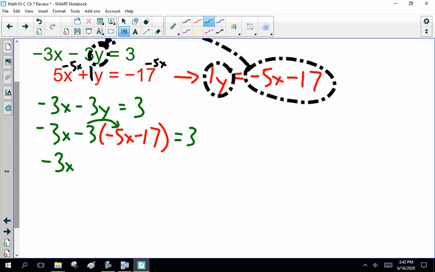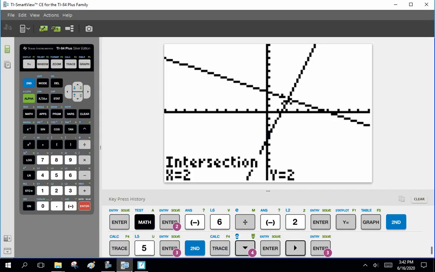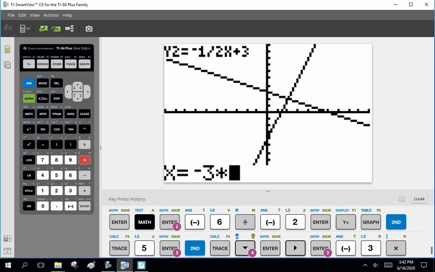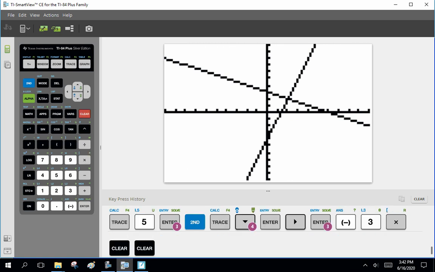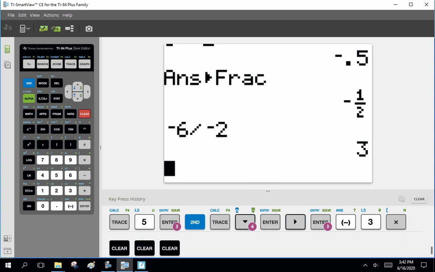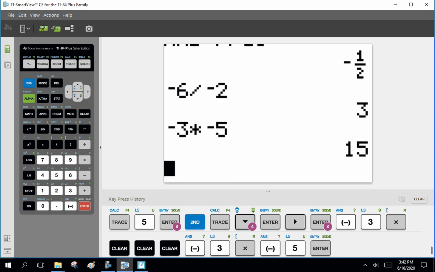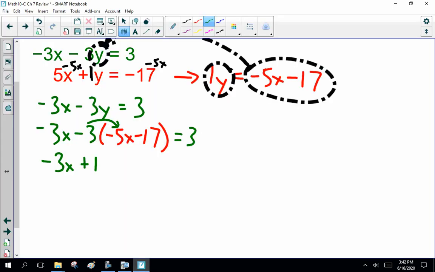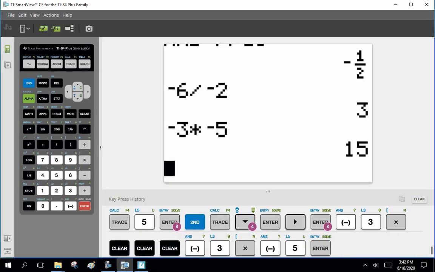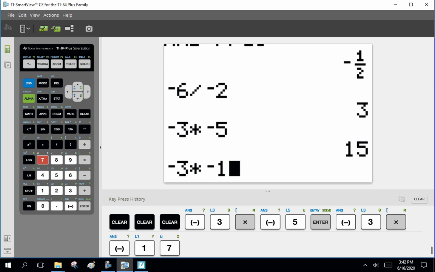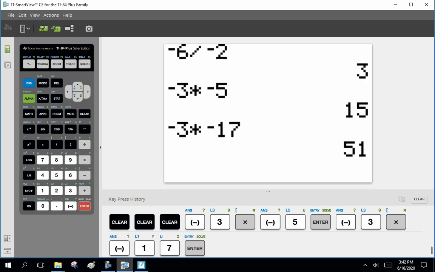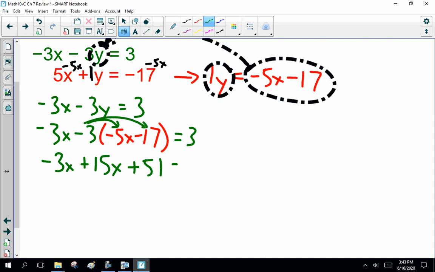Minus 3 times minus 5. Sorry, wrong button. Clear, clear, clear. Negative 3 times negative 5 is 15. So that is plus 15x. Minus 3 times minus 17. Well, this is why I had you guys doing times tables at the beginning of the year. 51. Plus 51 equals 3. Now, that's not bad, but we want to get x all by itself.